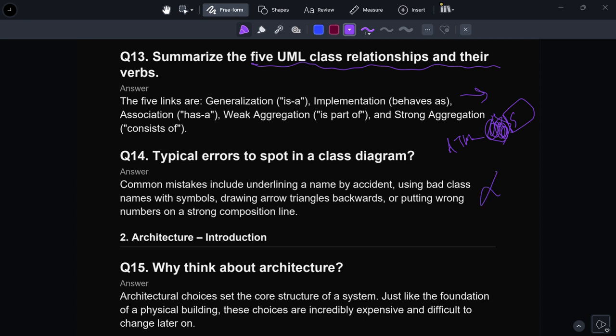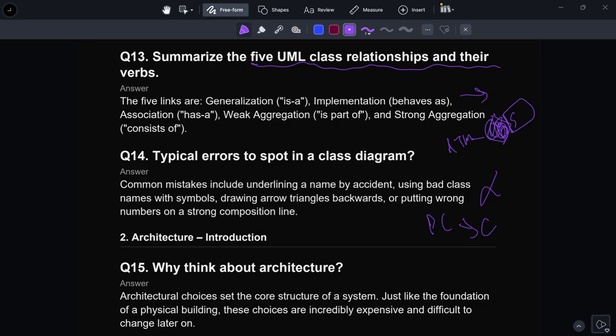Next, backward arrowheads: pointing inheritance or relationship arrows in the wrong direction. For example, drawing a hollow triangle arrow pointing from Customer to Premium Customer. Generalization must always point from the specialized child back to the parent. So Premium Customer goes to Customer. A backward arrow completely reverses the business logic.